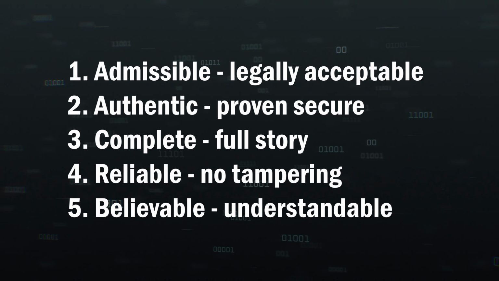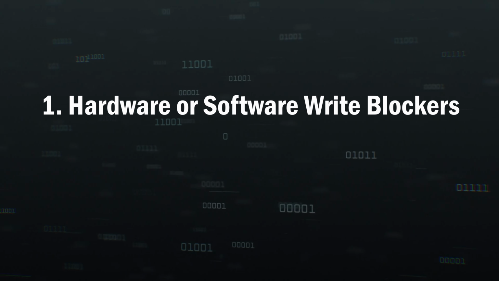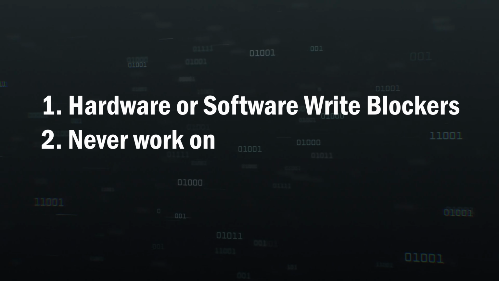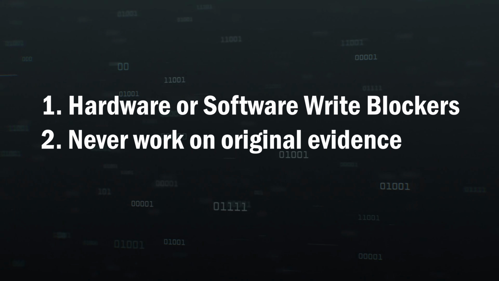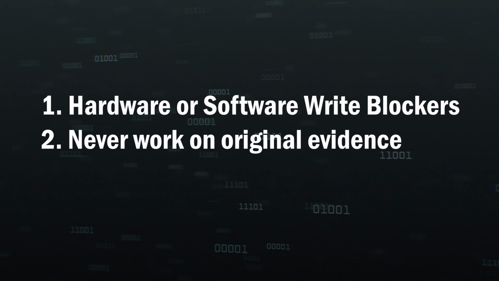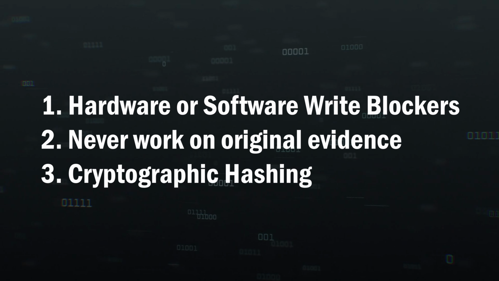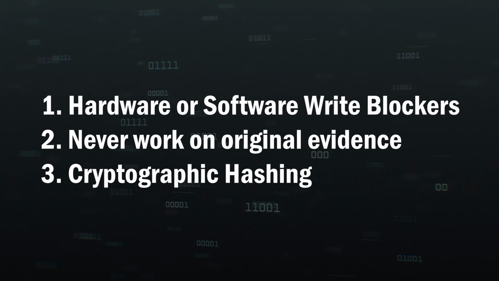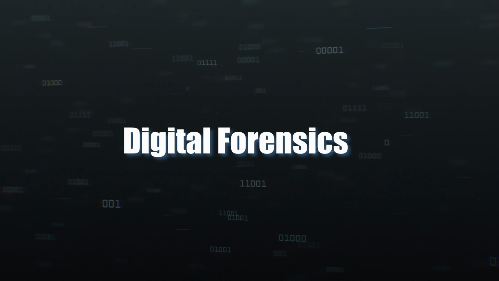How do we prove that? First, we use hardware or software write blockers to ensure our computer cannot accidentally write data to the suspect's drive. Second, we never work on the original evidence. We make a bit-for-bit copy and do all our analysis on the read-only duplicate. Finally, we use cryptographic hashing, like SHA-256. If the hash of our copy matches the hash of the original drive, we have mathematical certainty that not a single byte was altered.